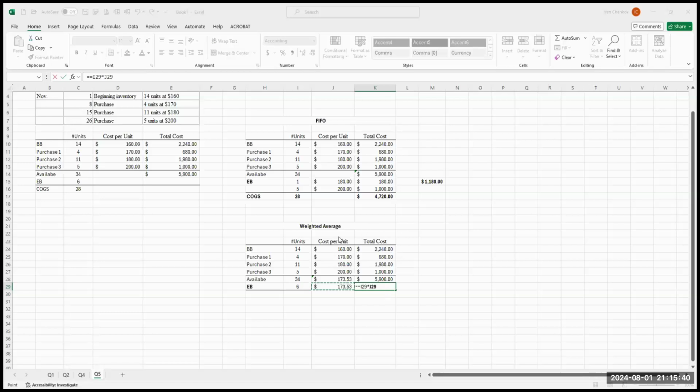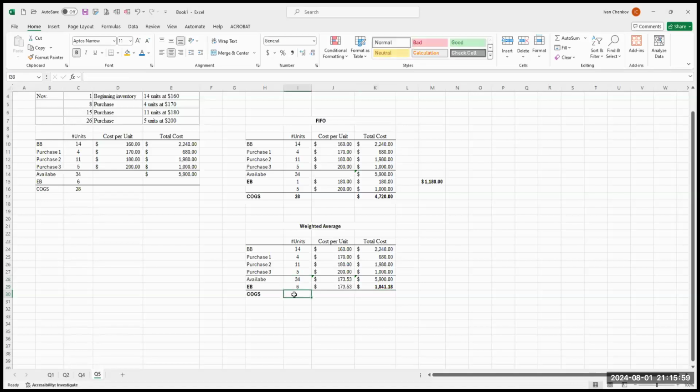So the total cost for those 6 units using the average price is this one times that one, $1,041.80. So in that case, my cost of goods sold is going to be equal to, for example, 28 units sold, and the cost of those sold units is $4,858.82. And that's how you should solve these problems.